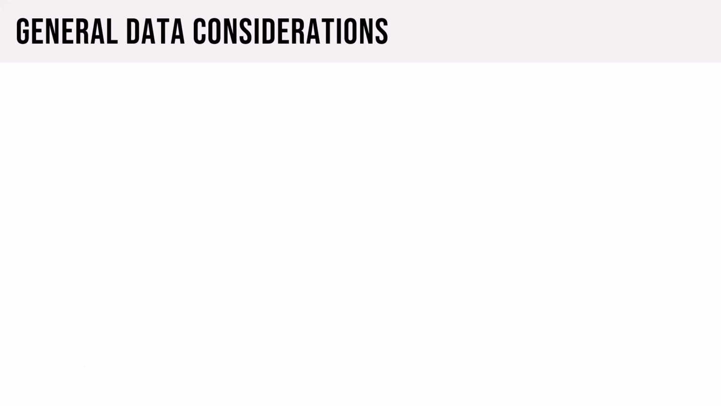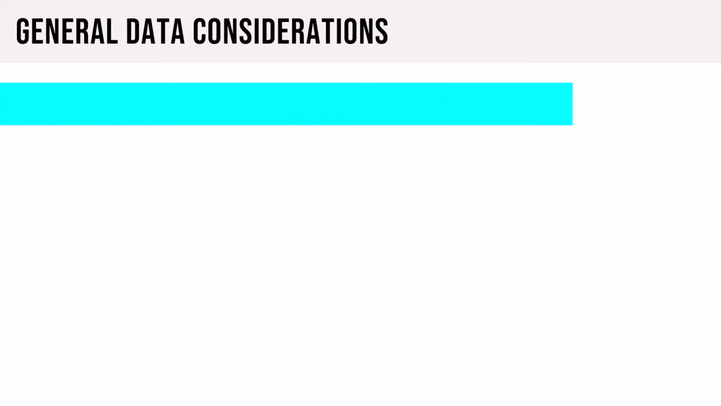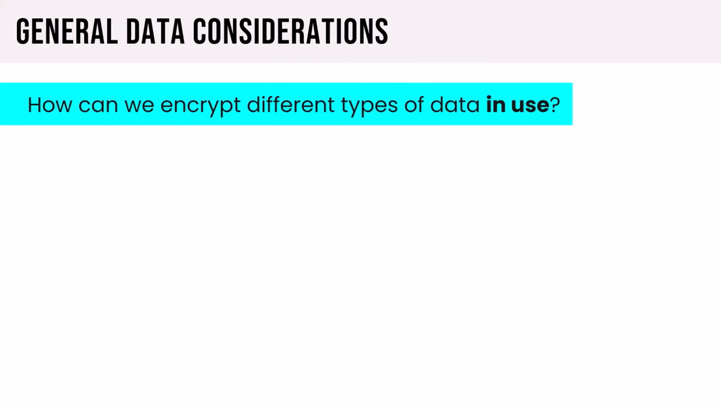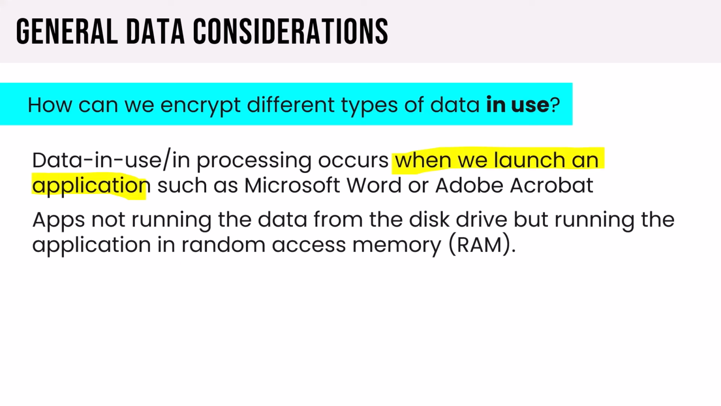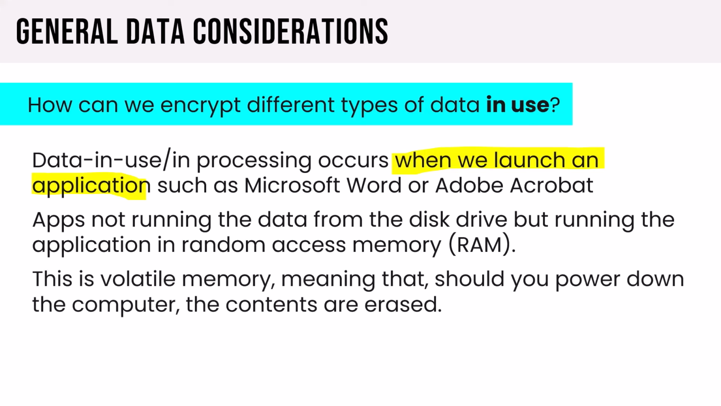And the third state you should be familiar with is data in use. So data in use, sometimes called data in processing, occurs when we launch an application like Microsoft Word or Adobe Acrobat. But we're talking about apps not running the data from the disk drive, but running the application in memory. This is volatile memory, meaning that should you power down the computer, the contents are erased.